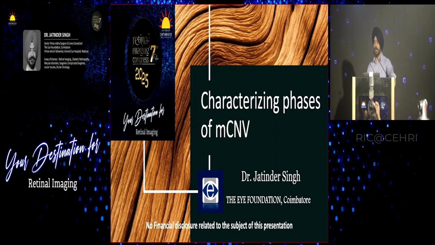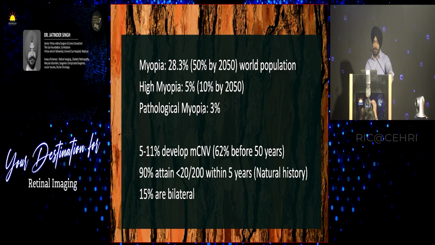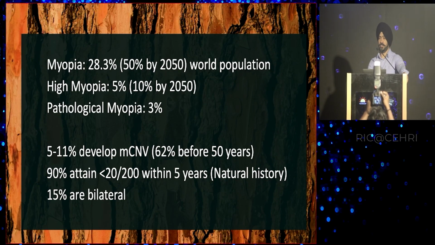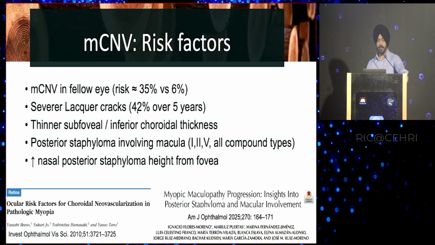So I'm going to talk on a very ancient topic, an update on a very ancient topic. Myopia, we know, is going to be a significant visual health problem. High myopia and pathological myopia compose around 3% of the total population, and this is going to increase. A lot of these patients have bilateral disease, and since it affects the younger population as compared to neovascular AMD, it is going to cause social and economic impact.